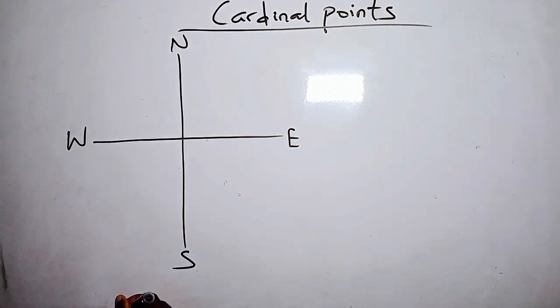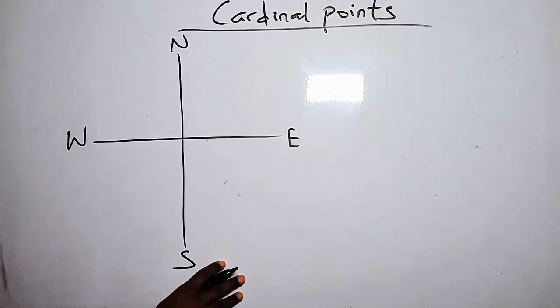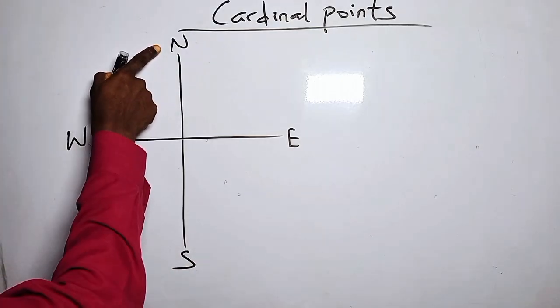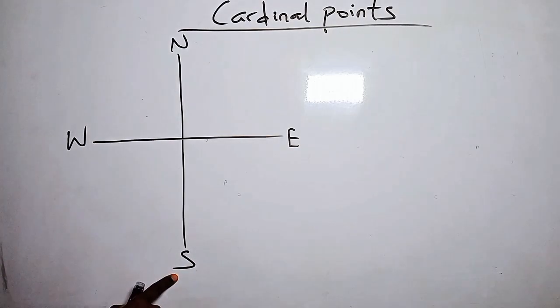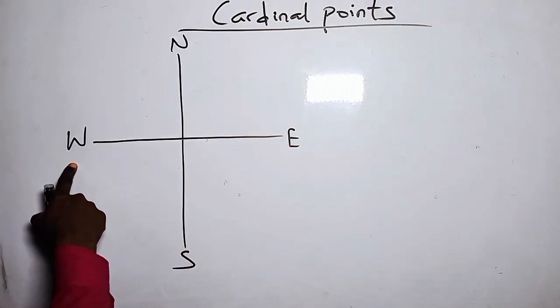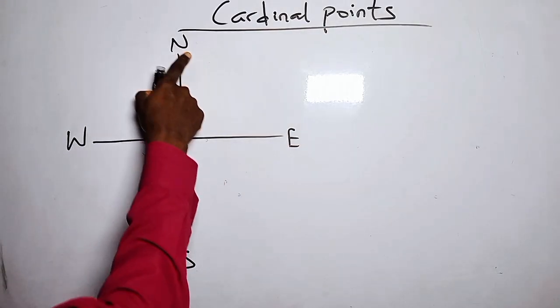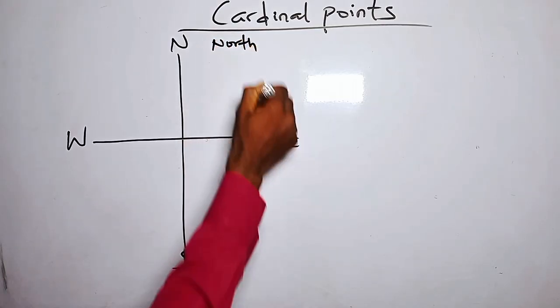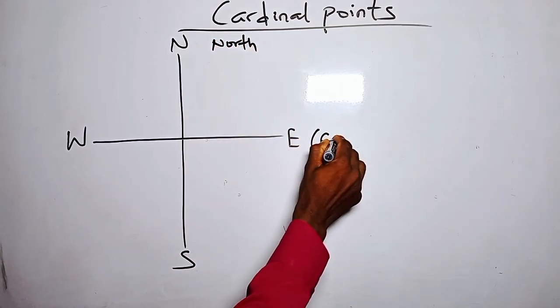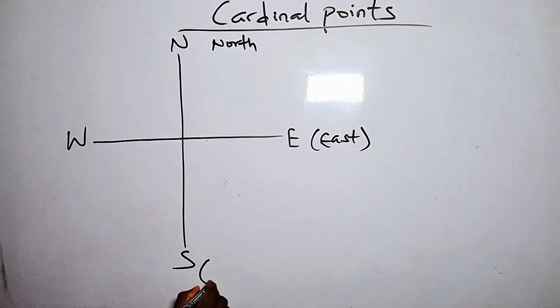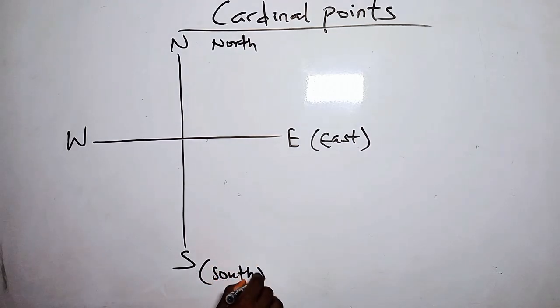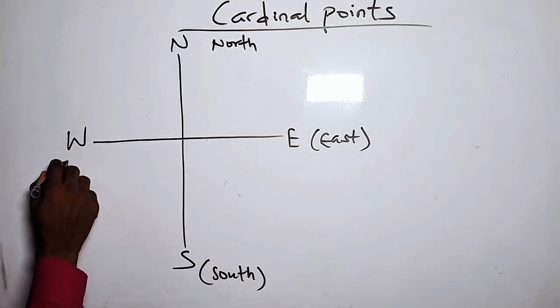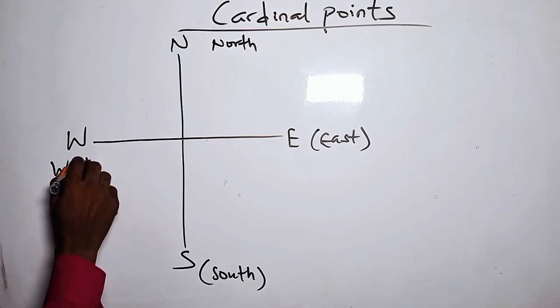So what are cardinal points? Cardinal points are the directions on the map, or our compass directions, where we have the north, the south, the east, and the west. So these are primary directions, where N is the north, E is the east, S is the south, and W is the west.